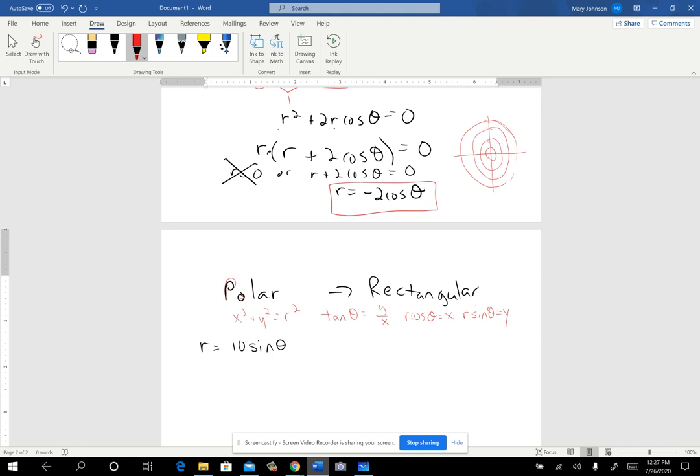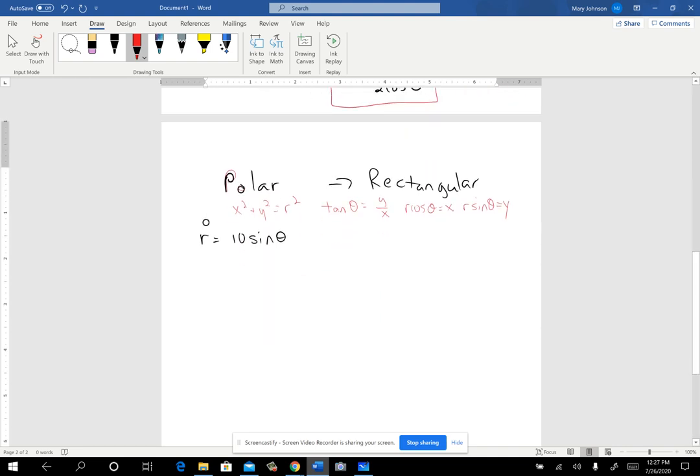Okay. All right. So on this page, I'm going to look at one example where we're going from polar back over to rectangular. I just jotted down some things we know that relate the x's and the y's with the thetas and the r's. We know that x squared plus y squared is r squared. We know tangent of theta is y over x. We know r cosine theta is x and r sine theta is y.